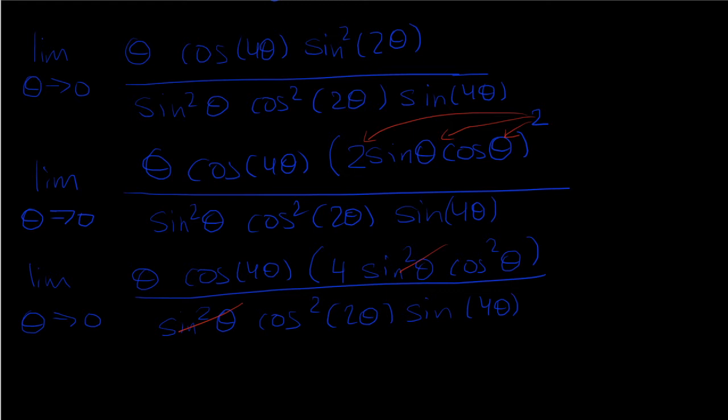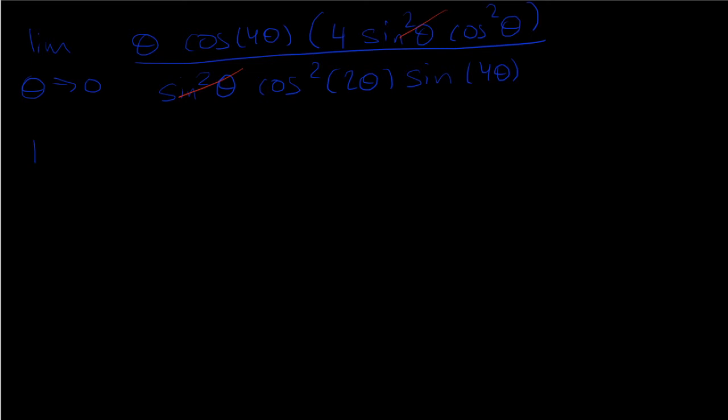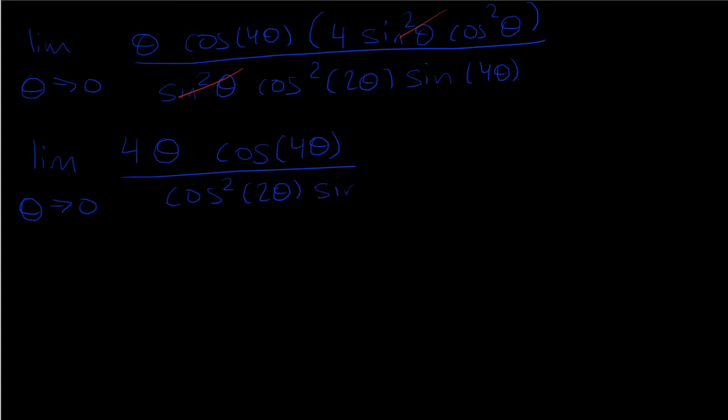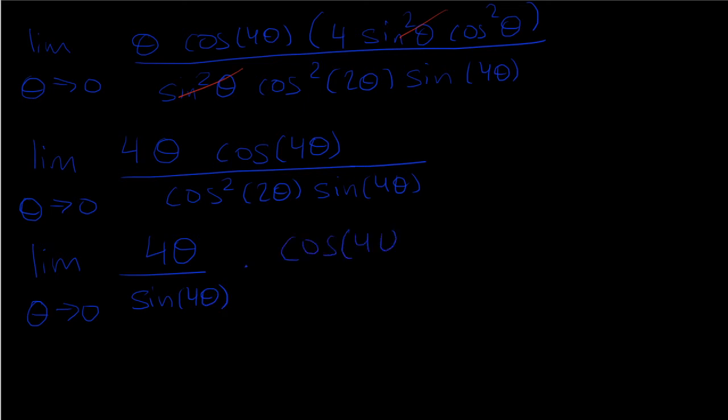So I can rewrite this as limit as theta approaches 0 of theta cosine 4 theta. And I could put the 4 in front. And then the bottom will just be cosine squared 2 theta times sine 4 theta. And now I can rearrange this. So I can say theta approaches 0. And I can have 4 theta over sine 4 theta. And then the rest will be cosine 4 theta over cosine squared 2 theta. 4 theta over sine 4 theta, that limit goes to 1. I plug in theta equals 0 into cosine, and I just get 1 as my answer. Right, because cosine of 0 is just 1.